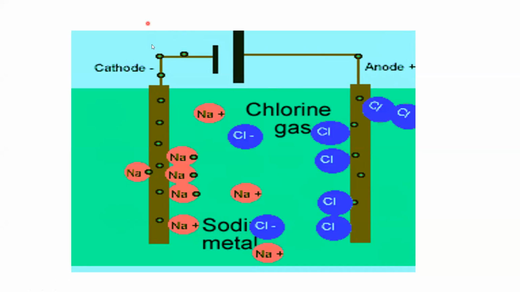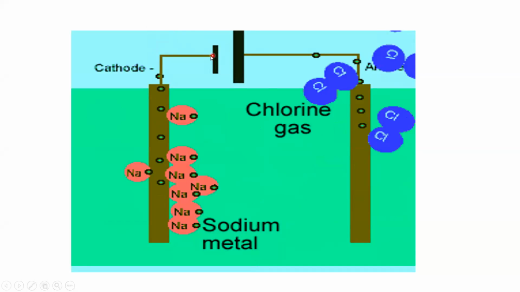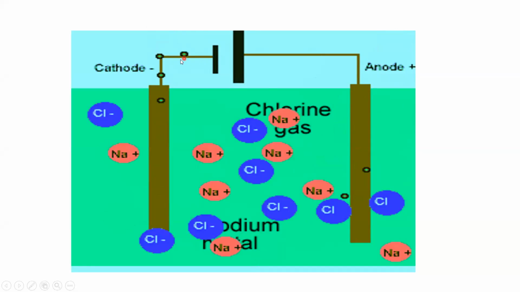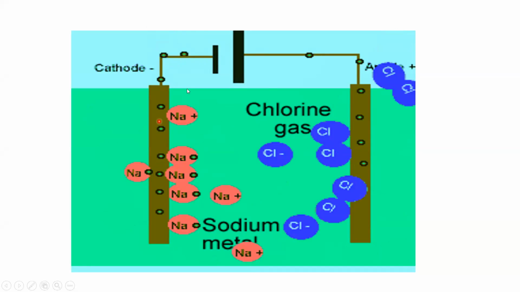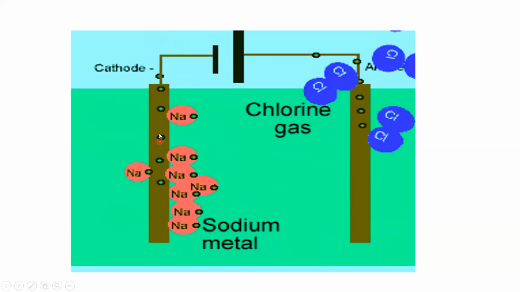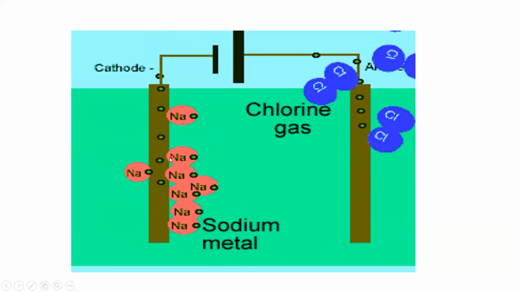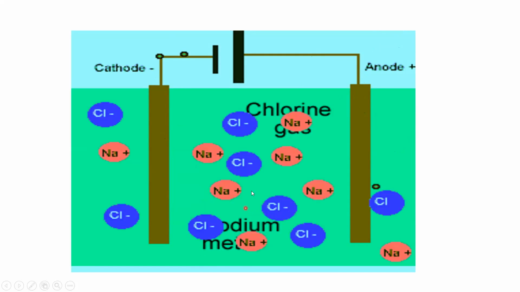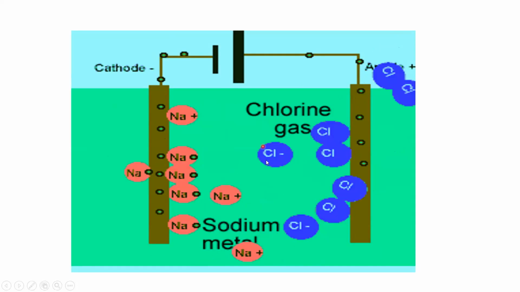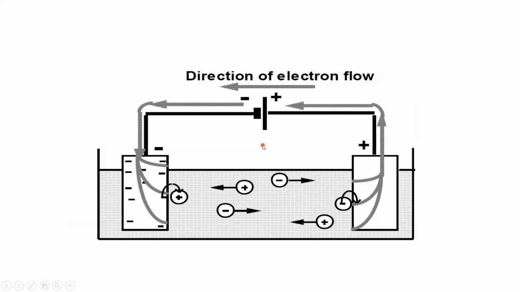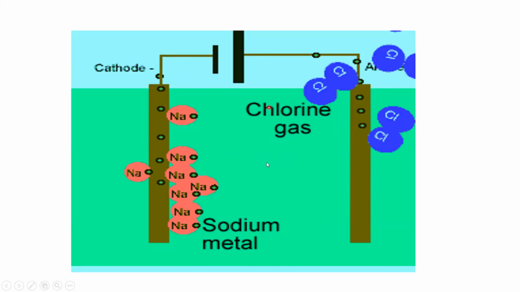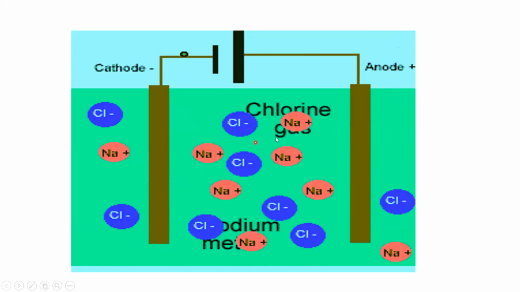So what is happening here? You can see here the electrons move. As these electrons move towards the cathode, which ion will they attract? They will attract the positive ions. As they attract the positive ions, the ions will turn into atoms. So we'll have sodium atoms. Then the chloride ions, which have extra electrons, because a negative ion means that it has an extra electron.